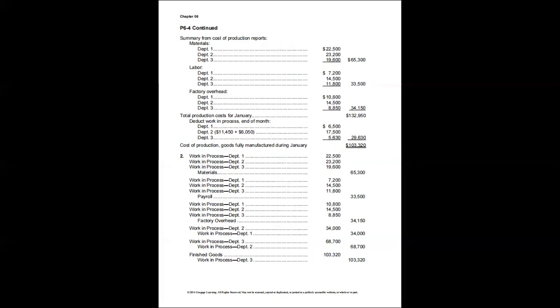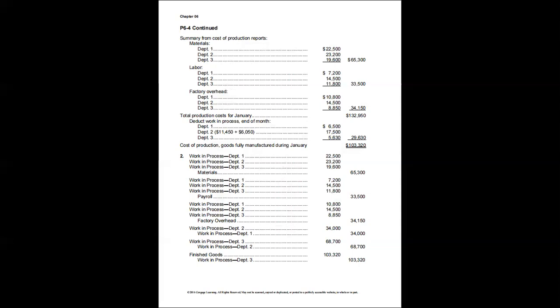Then for the total production cost for January, we are now going to deduct the work in process at the end of the month given in the report. Department 1, 6,500. Department 2, total of 17,500. And Department 3, 4,5630. So we now have your cost of production goods fully manufactured during January.